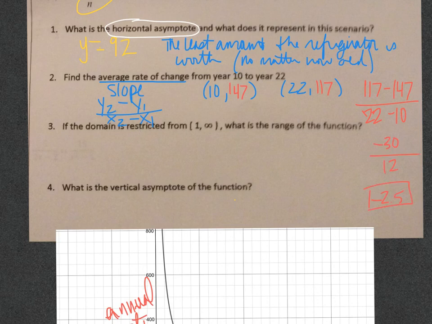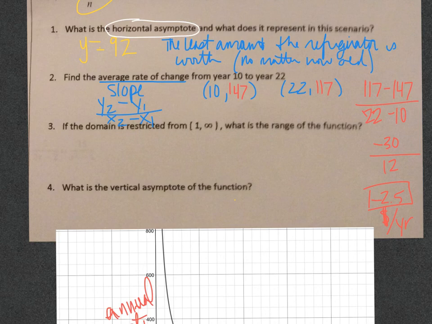Okay, so I plugged those into my calculator and found the slope. I got negative 2.5, and I will want the units here. So the units for y was dollars because that was the annual cost, and then the x was years. So this is going to be negative $2.5 per year. That's how much money or how much value it's losing each year from year 10 to year 22.